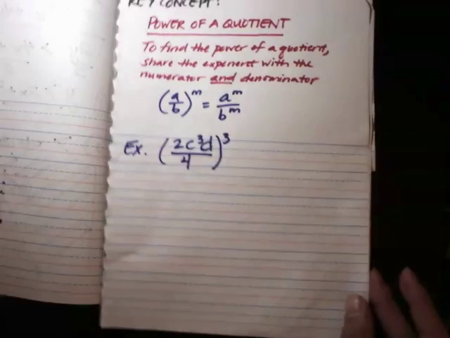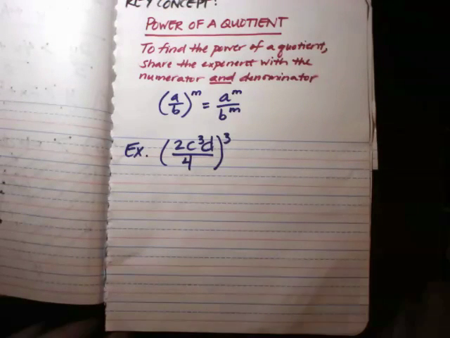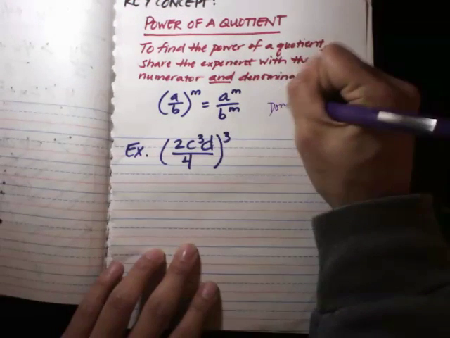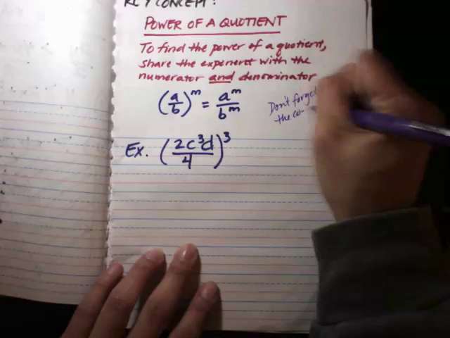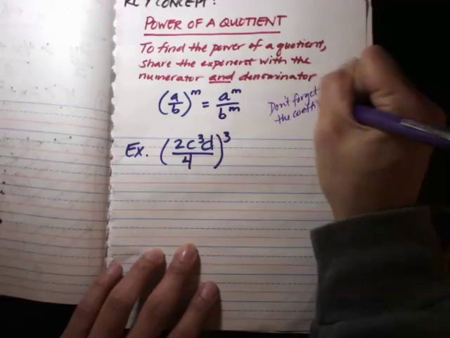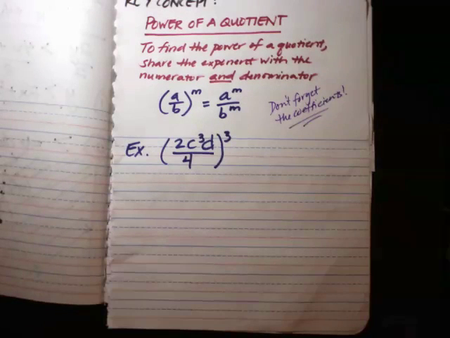So the very next thing we want to talk about is what happens when you have the power of a quotient. To find the power of a quotient, you're going to share the exponent with the numerator and the denominator. And don't forget the coefficients, because you have to share that exponent with the coefficients as well.